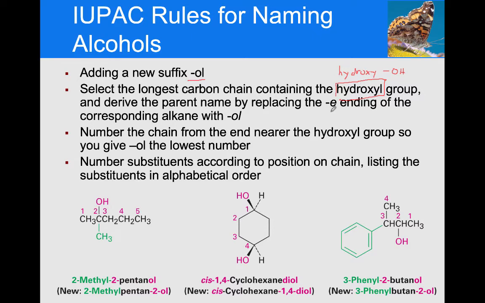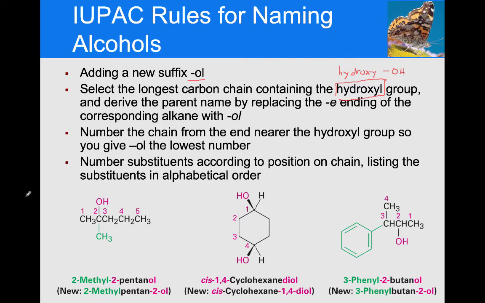Then you're going to replace the E of that longest chain, that base chain name, with OL. And then you're going to number the chain so that the hydroxyl group gets the lowest number. That's going to take priority over the other things. Then you're going to number the substituents in the chain and list them alphabetically.